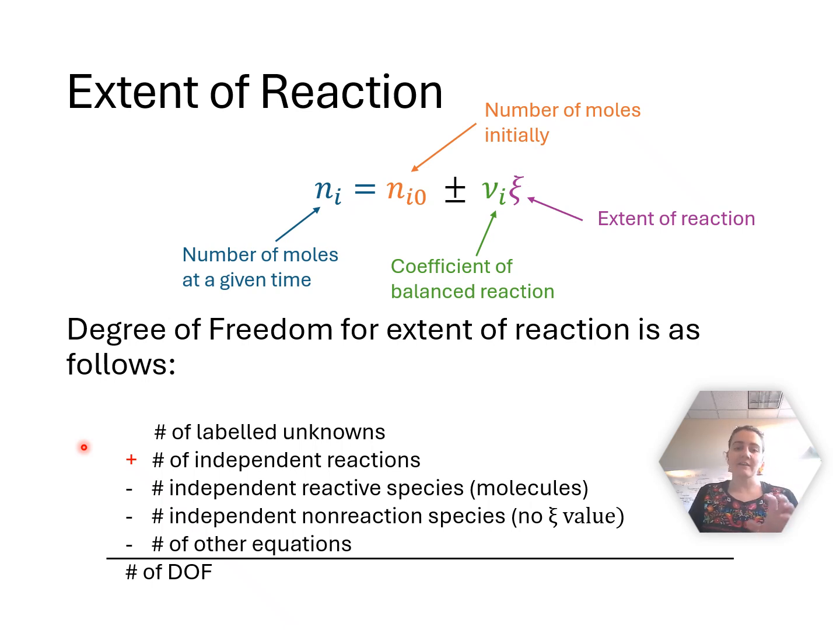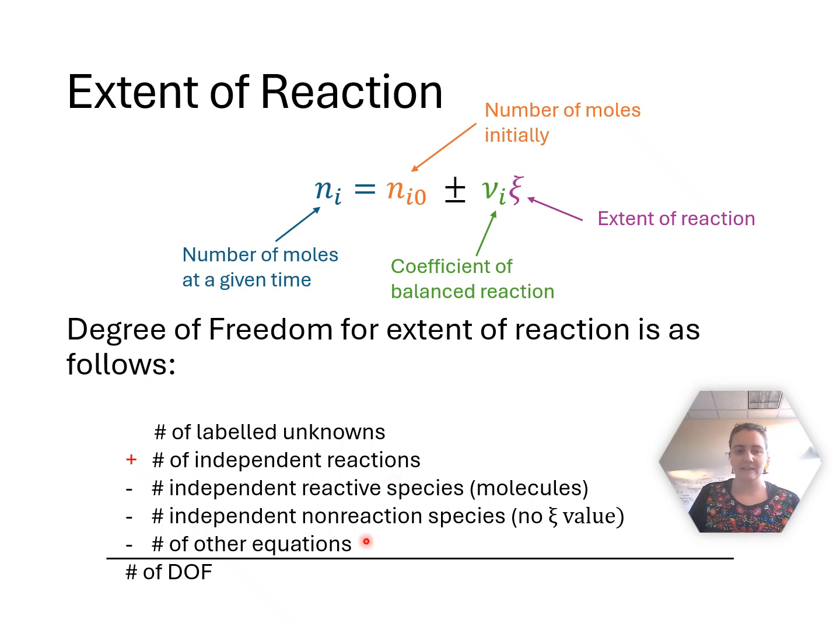That's going to account for the fact that side reactions occur in real life. There's multiple reactions that can move through a system. Okay? Then we subtract the number of independent reactive species or molecules. This is the same as saying let's subtract everything that's participating in the reaction. So it's just like the species we've seen before, but we're now looking at the reactive species particularly. Because then we're going to subtract off the number of independent non-reactive species.